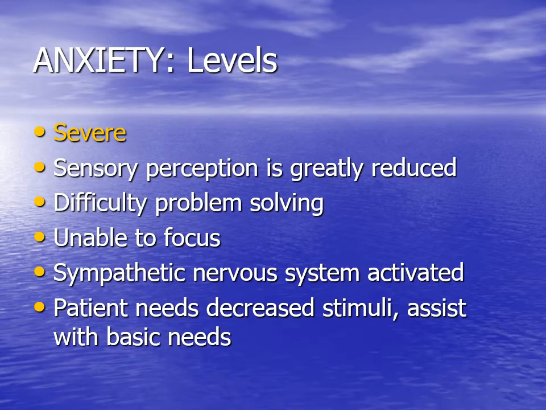Our next level is severe, and this is where the person really can't learn. They're not really hearing and seeing things accurately. Their perception is reduced. They can't think clearly enough to solve problems, can't focus. Sympathetic nervous system, like we talked about earlier with the epinephrine, is making your heart speed up, and you can't really concentrate. And you need to get them calm, get them into some decreased stimuli.